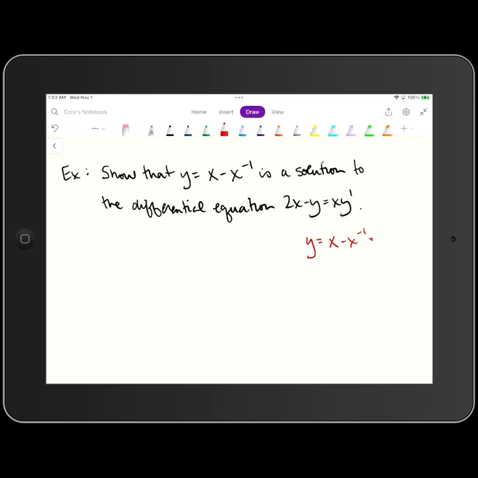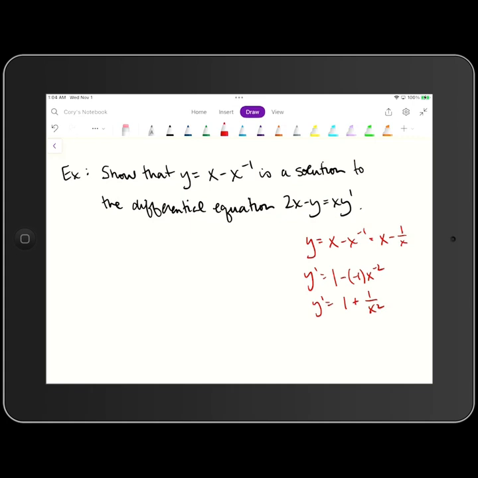which I can also rewrite as x minus 1 over x. And I'm going to go ahead and take the derivative of that function. Okay, so y prime, whenever I differentiate that function, the derivative of x is 1, minus the derivative of x to the negative 1 power, which is negative 1 times x raised to the negative 2 power. Whenever I simplify, that gives me y prime is equal to 1 plus x to the negative 2 power, which is 1 plus 1 over x squared.